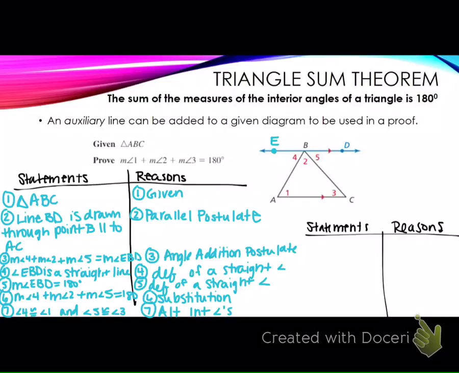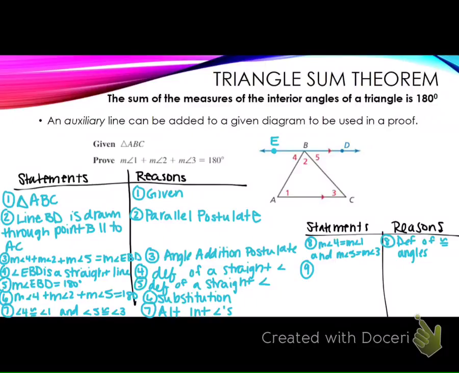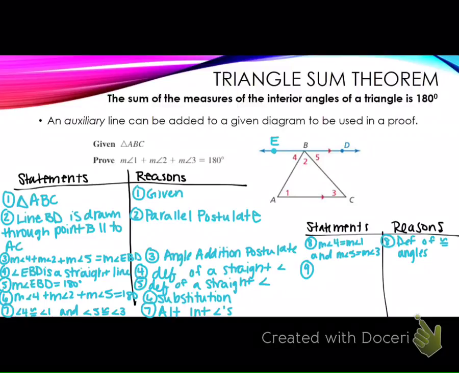So then we have to use the definition of congruence. So the measure of angle 4 equals the measure of angle 1, and the measure of angle 5 equals the measure of angle 3 by the definition of congruence. I'm going to say definition of congruent angles. Then what can we do to say that they add up to 180? We know 4 is the same thing as 1, so can we replace 4 and 1? And we know 5 is the same thing as 3, so can we replace 5 and 3? So then do we have 1 plus 2 plus 3 equals 180 like it wants us to say there?